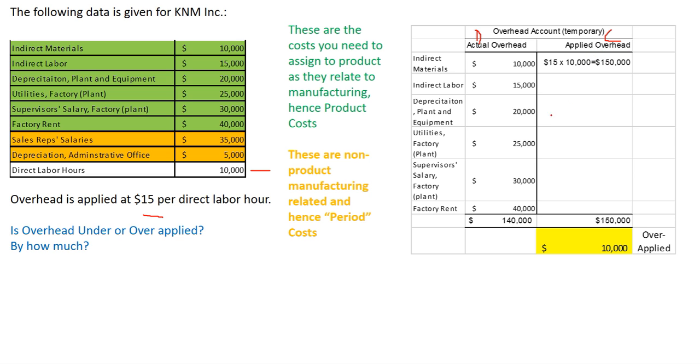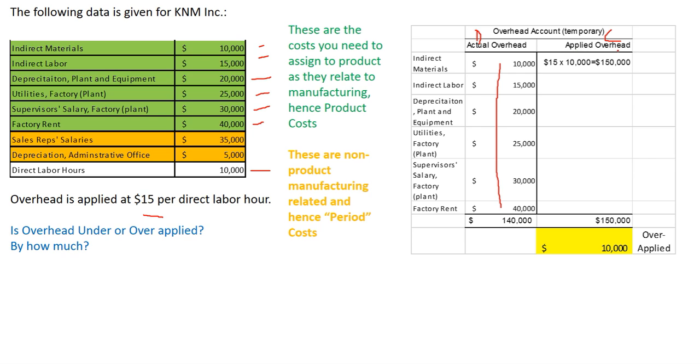Now on the actual overhead side, we are going to have indirect materials, indirect labor, depreciation of plant, manufacturing related, utilities of plant, manufacturing related, supervisory plant, again manufacturing related, and factory rent. All these are the actual costs that we are accumulating on the actual side.